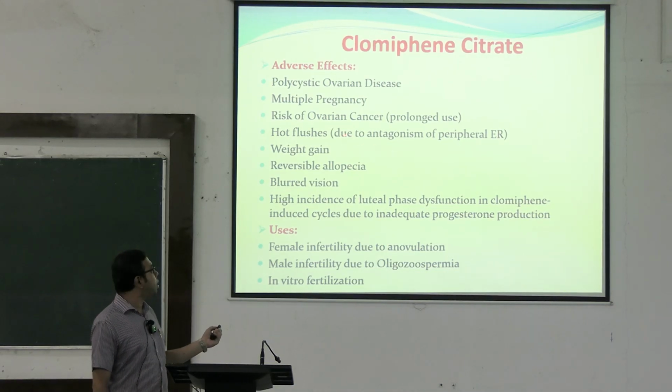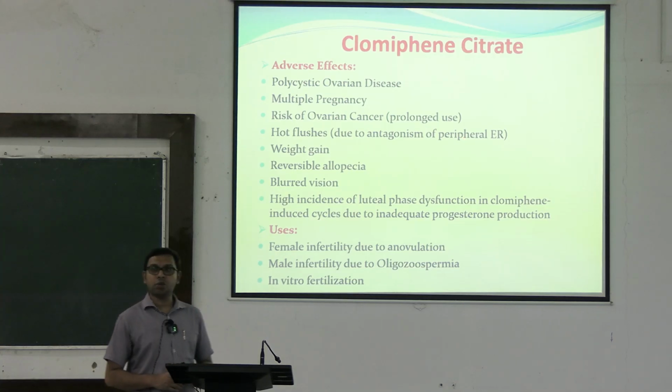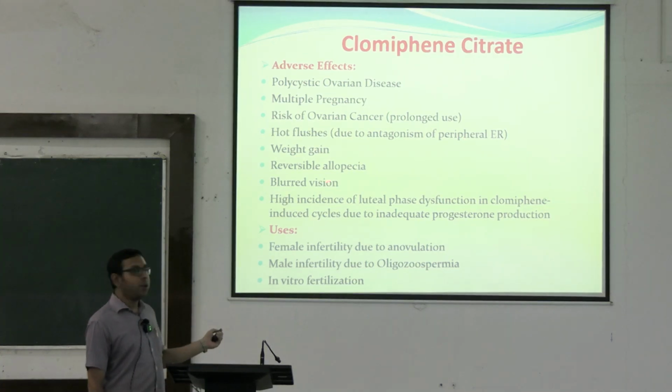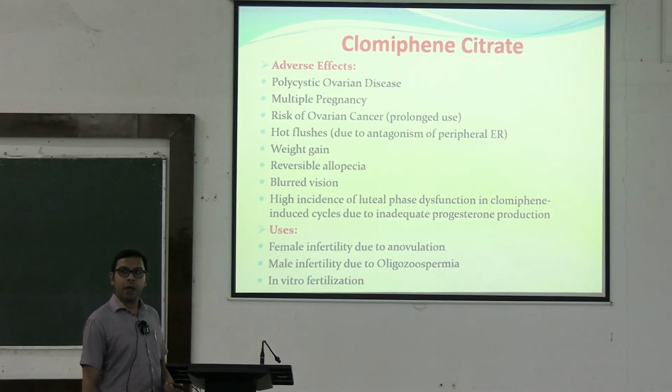Hot flushes may develop due to antagonism of the peripheral estrogen receptor. Weight gain, reversible alopecia, and blurred vision may happen.